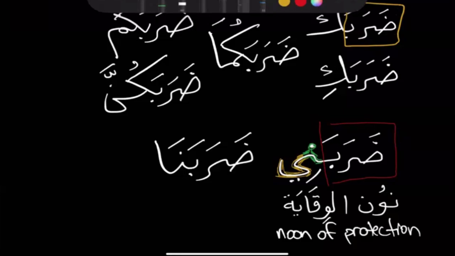The reason they put that noon there is because they don't want to put a kesra on the end of the verb, because it's a verb. Arabic is so consistent. If that noon wasn't there, the kesra would slide over and be right on the ba, and it would confuse something else. Now, because that noon is there, you're not going to confuse anything. So it stays consistent. So how do you say that?